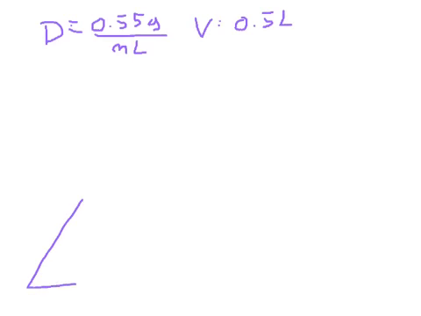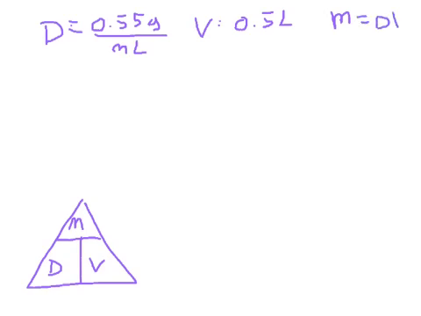Now clearly we remember from our happy little triangle here that we have mass, density, and volume. So if I'm trying to find the mass, it's going to be the density times the volume, okay, because I have D next to V. So my mass equals dV.